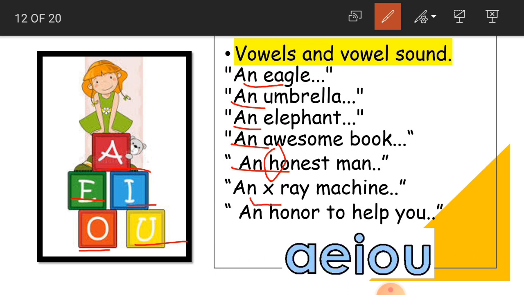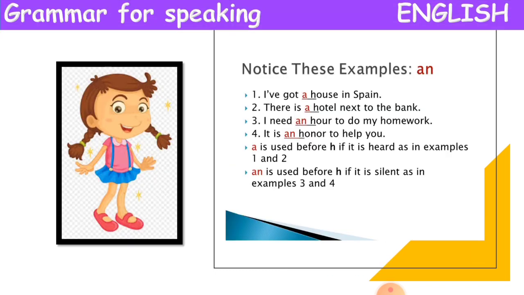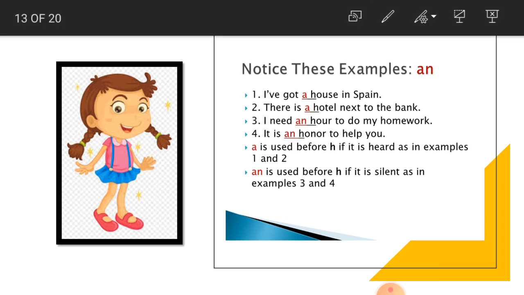Again here, see. X. X is not a vowel but you are getting the sound of A. That becomes again a vowel. An X-ray machine. Okay, here. Honor. Again H. An honor to help you. H is silent here. So if you have to use such words when you are speaking, please remember that you have to add an in front of these words. Clear, children?